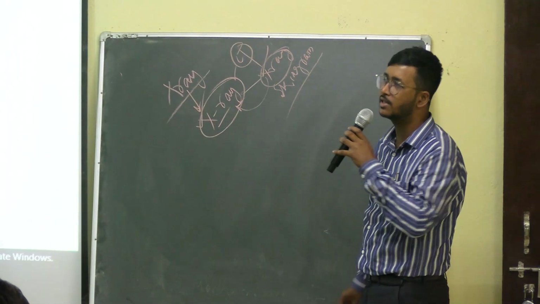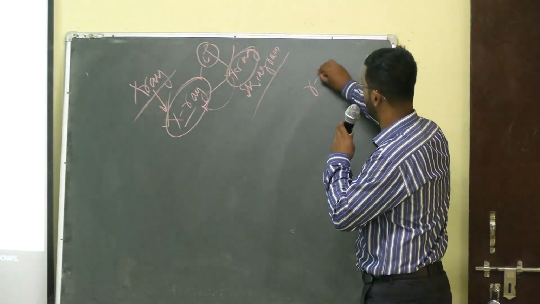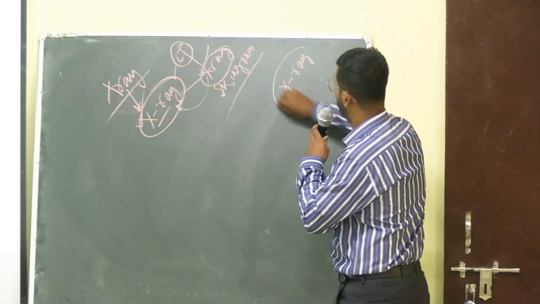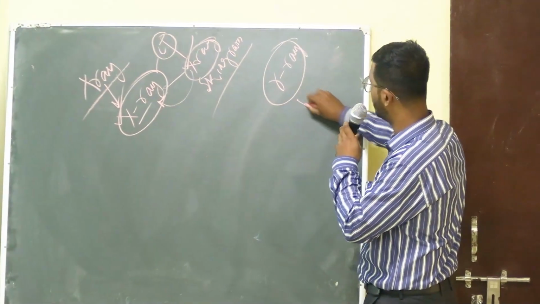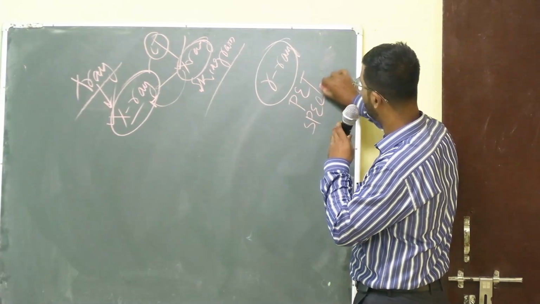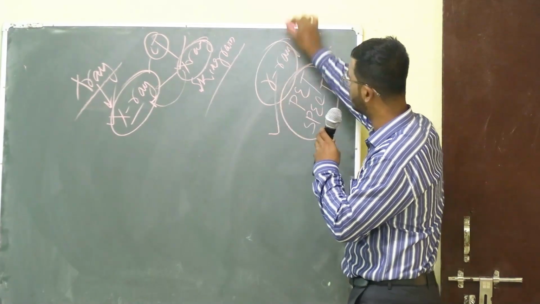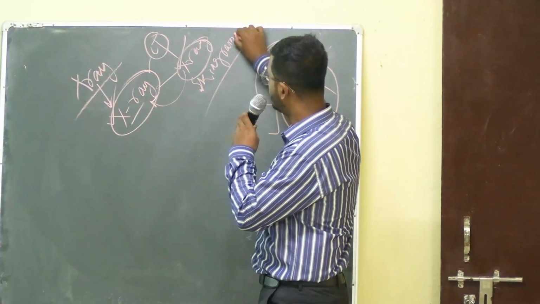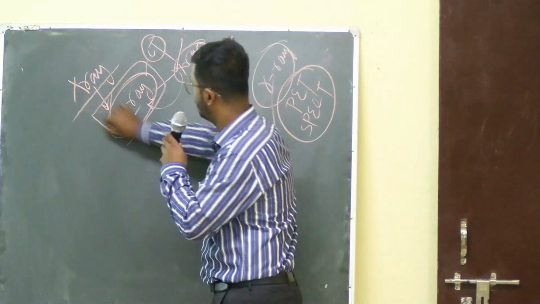There is another ionizing radiation, that is your gamma ray, with the help of which we do PET scan, then SPECT scan, these things. But this is not necessary for you. Just understand the X-ray part.